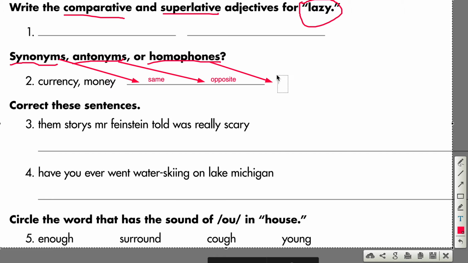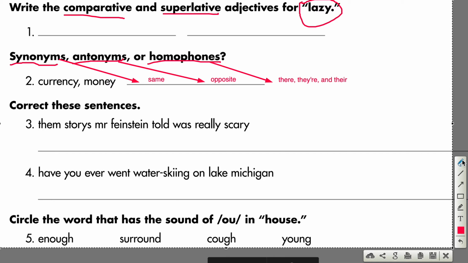For example, there, and there. Those are homophones. They sound the exact same, but they're spelled different and they mean something different. Okay, there's tons of homophones.